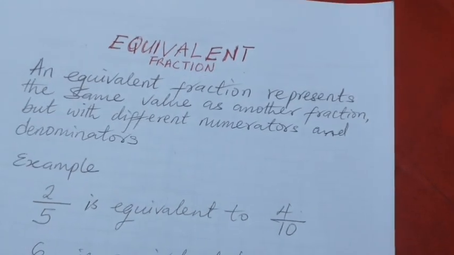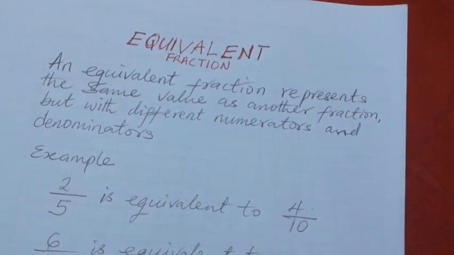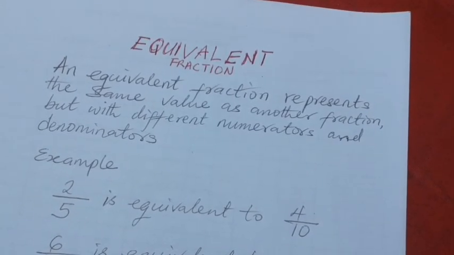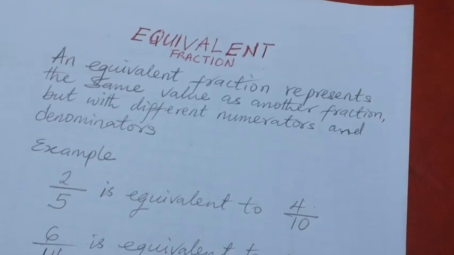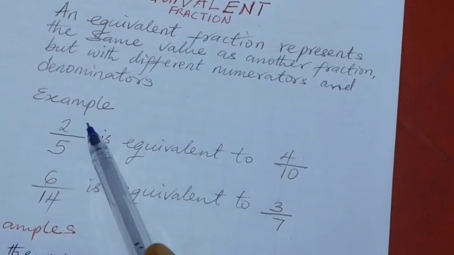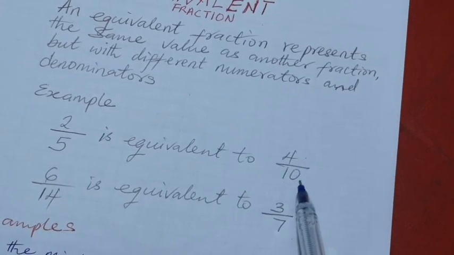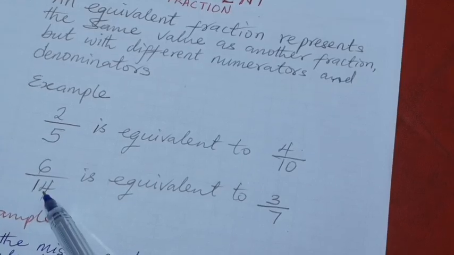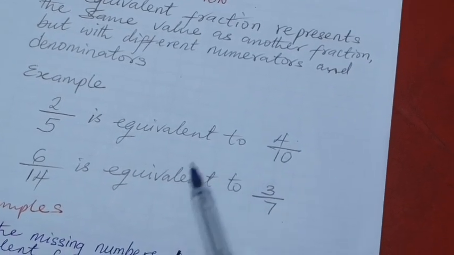Okay, let's look at equivalent fractions. Actually, an equivalent fraction represents the same value as another fraction, but with different numerators and denominators. Just like we have here, 2 all over 5 is equivalent to 4 all over 10, and 6 all over 14 is equivalent to 3 all over 7.